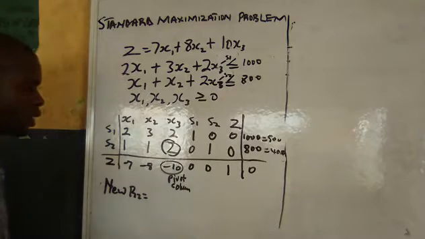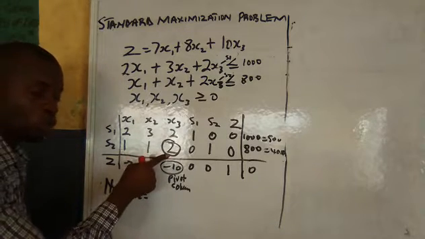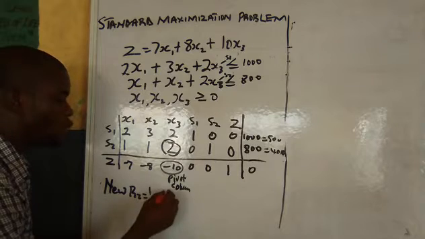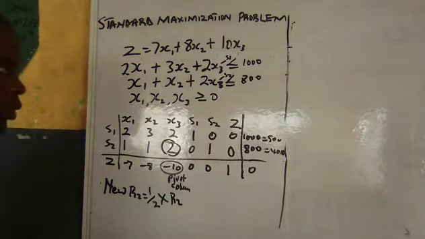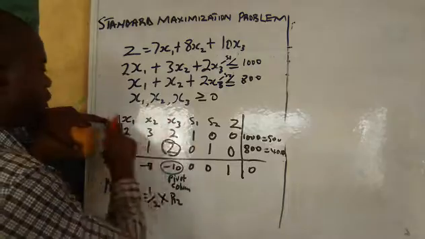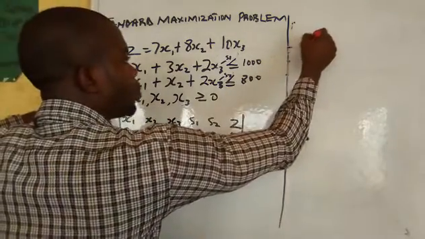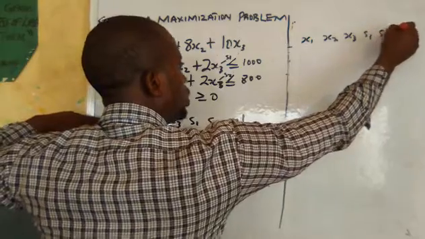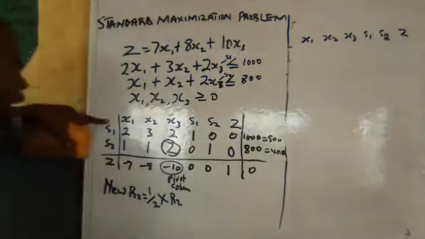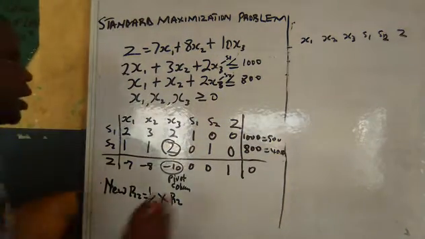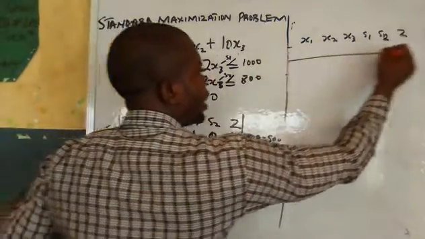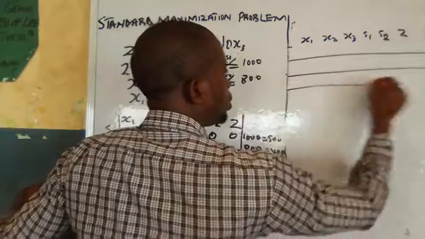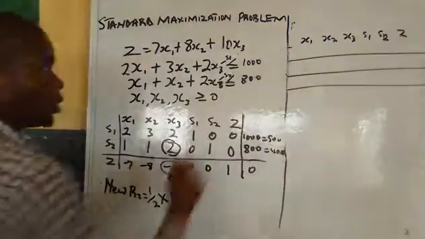Because I'm using 1 over 2 to convert this one to 1, I'm going to write 1 over 2 times row 2. So let me quickly form the table now. Write your variables back: x1, x2, x3, slack 1, slack 2, then z. Let's say this is my row 1, row 2, row 3. I'm starting with row 2 first.